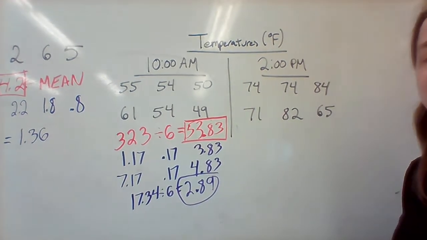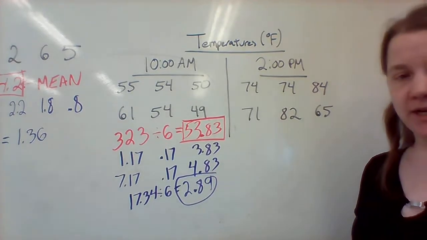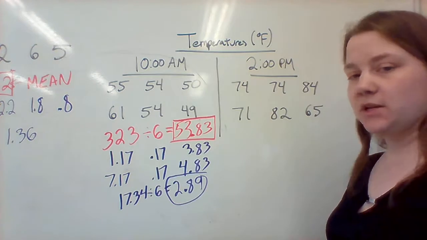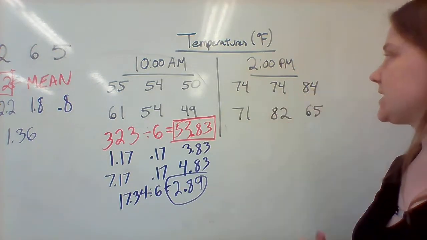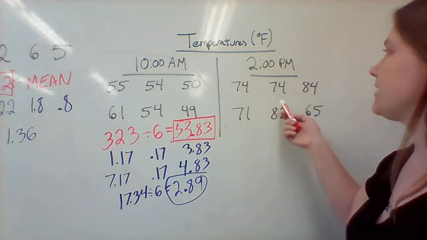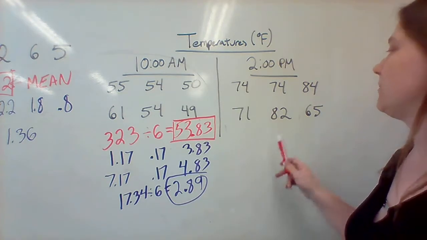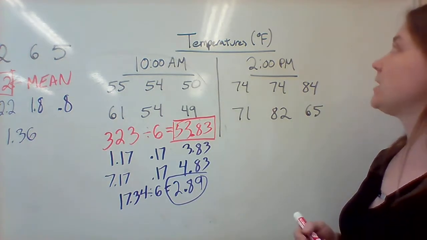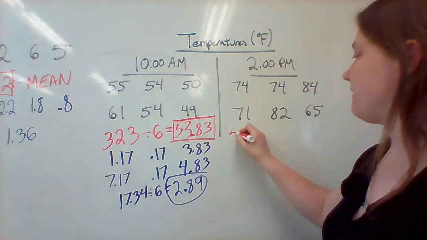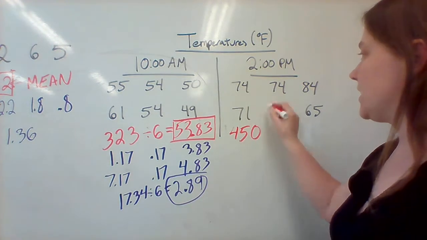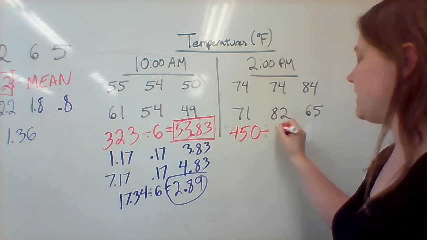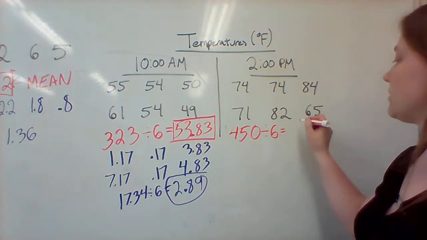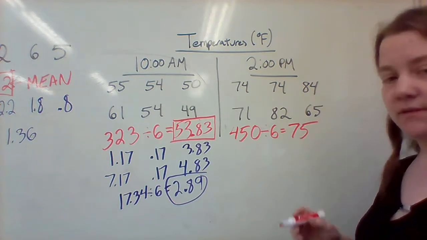We're going to do the same thing with the 2 o'clock times. So first thing we need to do is add up all 6 of these numbers: 74 plus 74 plus 84 plus 71 plus 82 plus 65. When we add up all of those numbers, we're going to get 450. Because there are 6 numbers, I'm going to divide that by 6. 450 divided by 6 is going to be 75.